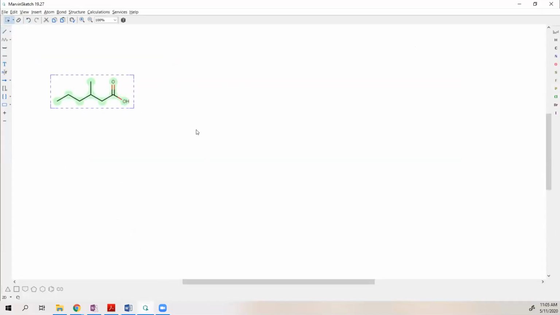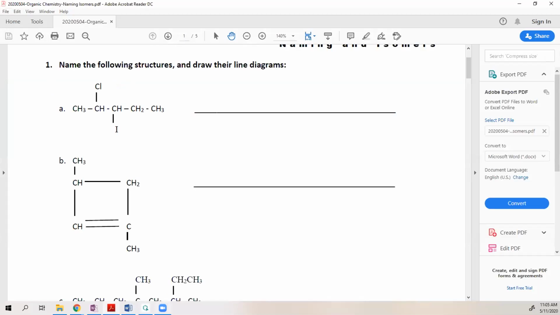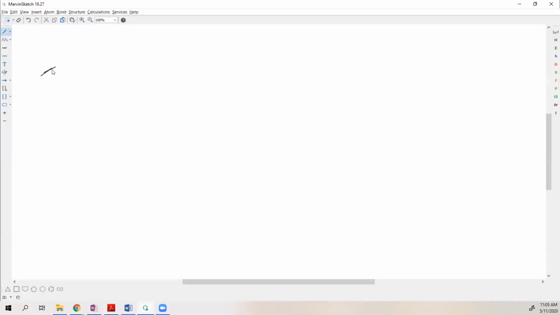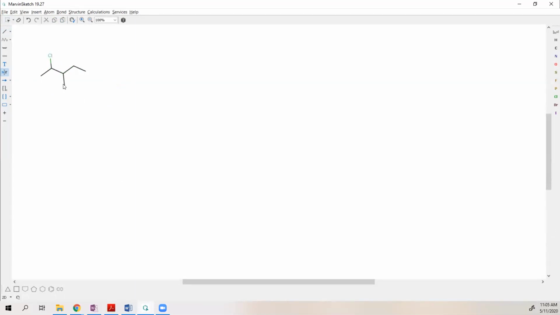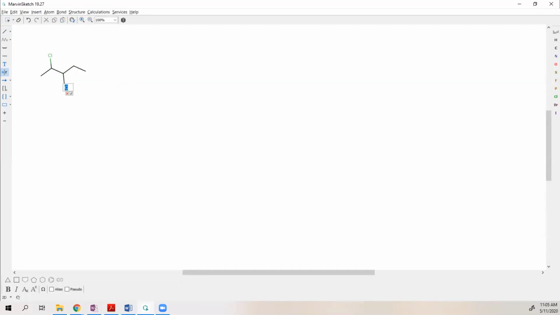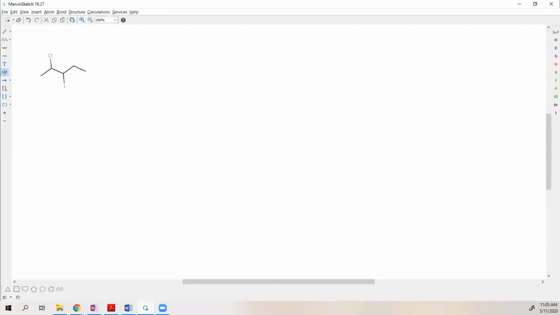If we wanted to see that structure, I need to make 5 carbons in a row. 1, 2, 3, 4, 5. I need one coming off the 2, and this one should be our chlorine. And then the one coming off here should be my iodine. And that's what our line structure would look like. Does anyone have any questions on that part?